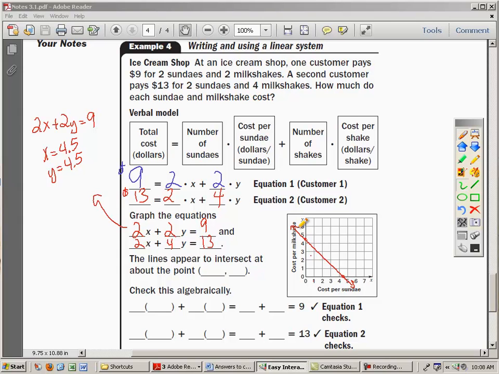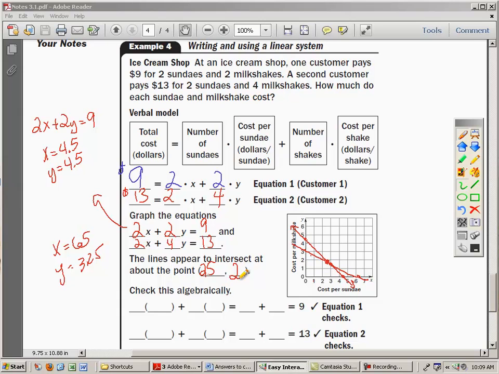The second equation, you're going to end up with an x-intercept of 6.5 and a y-intercept of 3.25. So here's 3.25, here's 6.5. Graph those two, and I'm just going to try to freehand this. You're going to get a solution right around in there, which says that that's roughly 2.5 and 2.